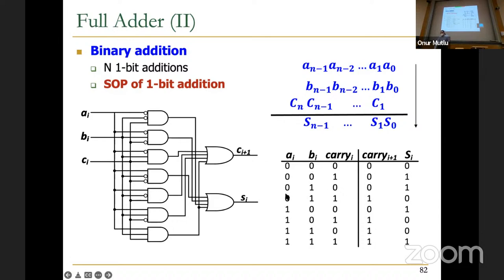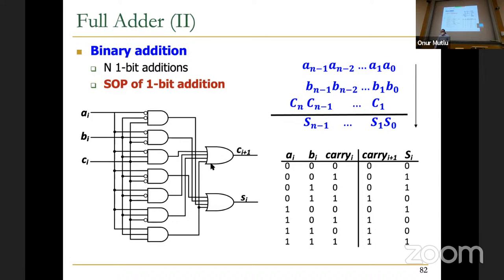Let's take one example. Let's do 0, 1, 1. If you add 0, 1, 1 in binary, the sum is 0 because the total is 2 actually, but in binary that's 0 because you get 2 modulo 2. But you generate a carry because what you generate is more than what you can represent with a single bit. As a result, carry goes out. You can convince yourself that this row is true while generating the truth table. And then you can look at the sum of products form and implement it in two-level logic. This is the two-level logic that implements the sum of products form. You can convince yourself that's the case. I think I looked at it and this is true.